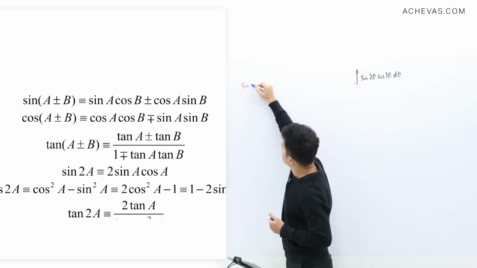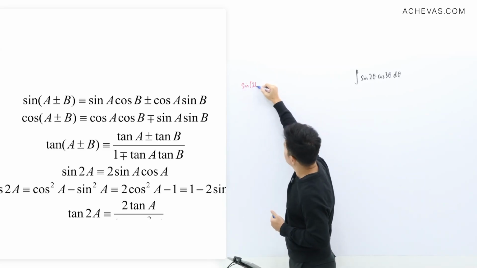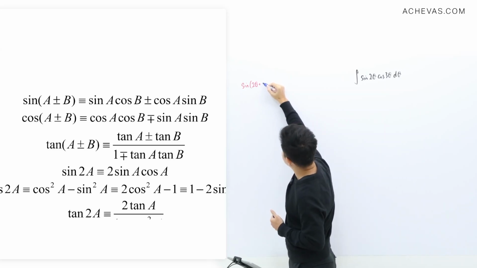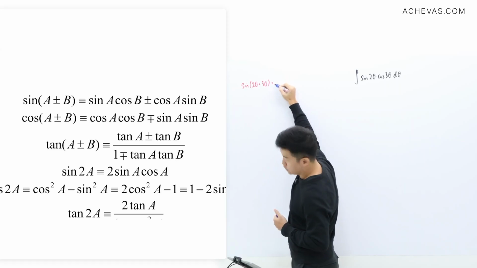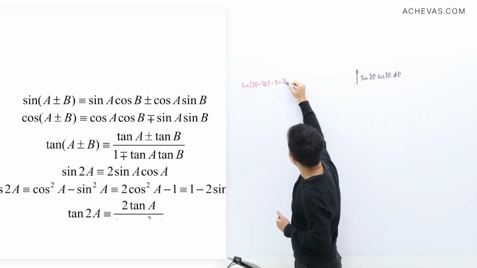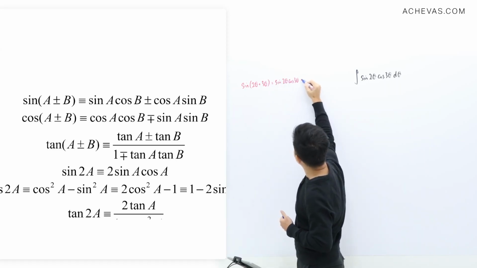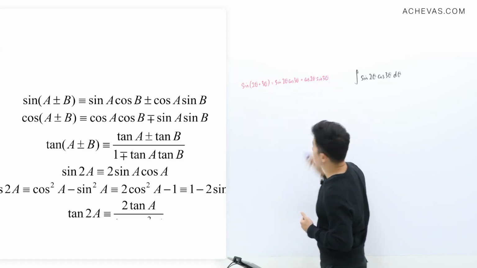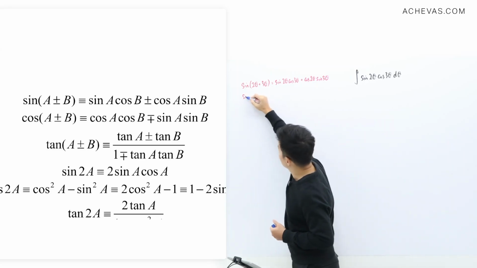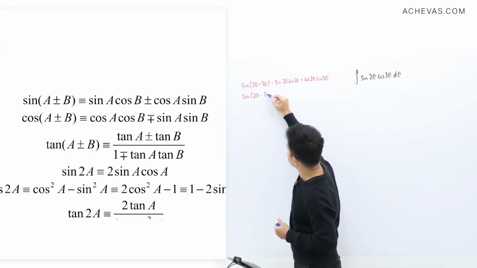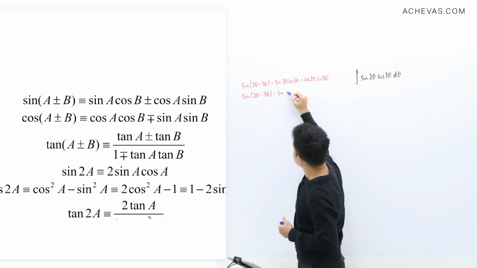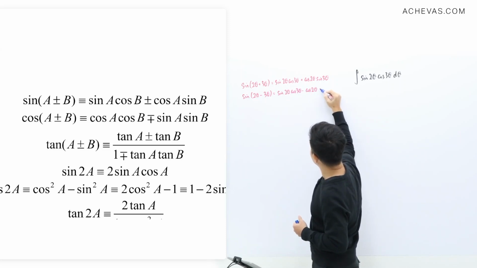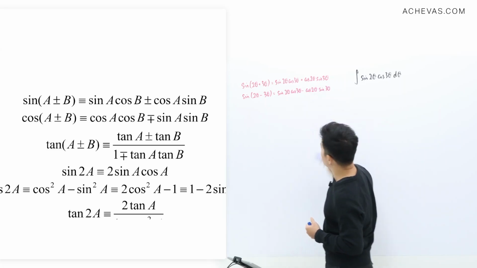We will have sine, rewriting A as 2 theta plus rewriting B as 3 theta, so I will write it as sine(2 theta + 3 theta). This is going to be equal to sine 2 theta cosine 3 theta plus cosine 2 theta sine 3 theta. There's also another version, which is sine(2 theta - 3 theta), and this will be sine 2 theta cosine 3 theta minus cosine 2 theta sine 3 theta.